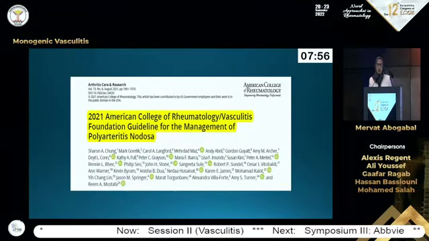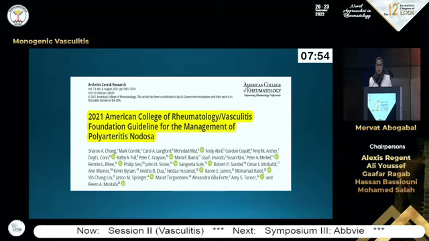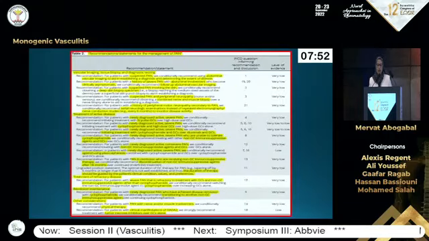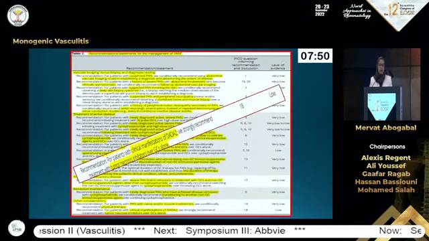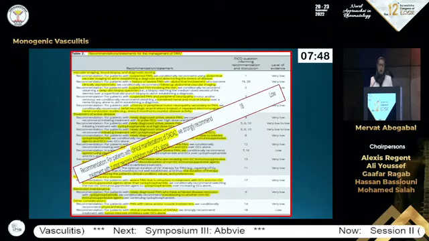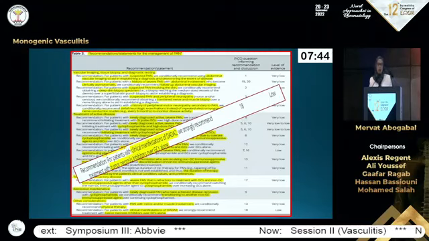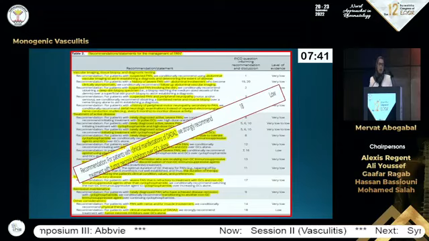Even more, in 2021, according to the ACR guideline for management of polyarteritis nodosa, they stated that in patients with clinical manifestations of DADA2 disease, they strongly recommend treatment with anti-TNF over glucocorticoids alone.